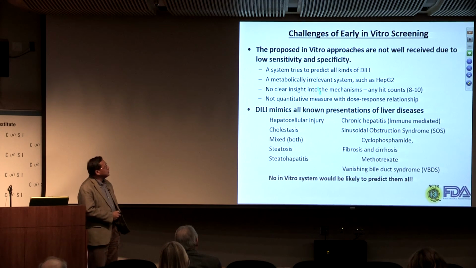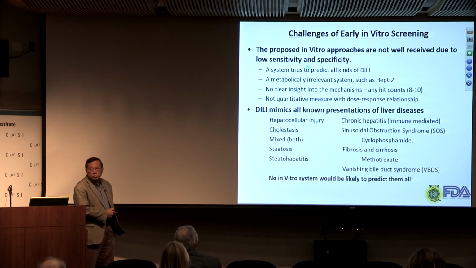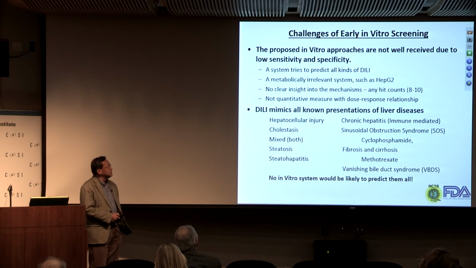So you cannot use one system to predict all kinds of DILI, because DILI mimics all presentations of liver disease.